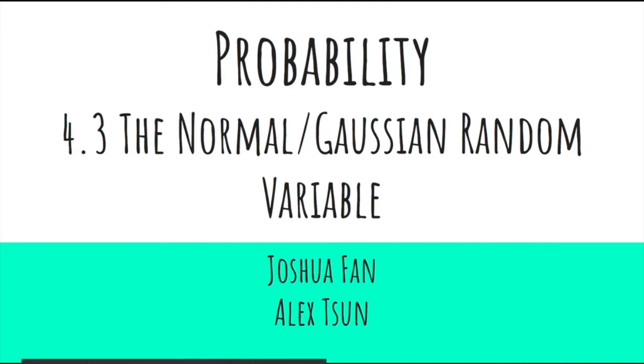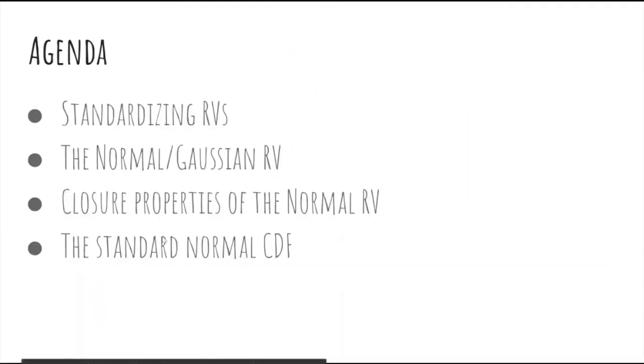Hi, in this video we're going to talk about the normal or Gaussian random variable, which is one of the most important random variables in practice. We're going to first talk about how to standardize random variables, then discuss the details of the normal random variable, the closure properties, and the standard normal CDF.